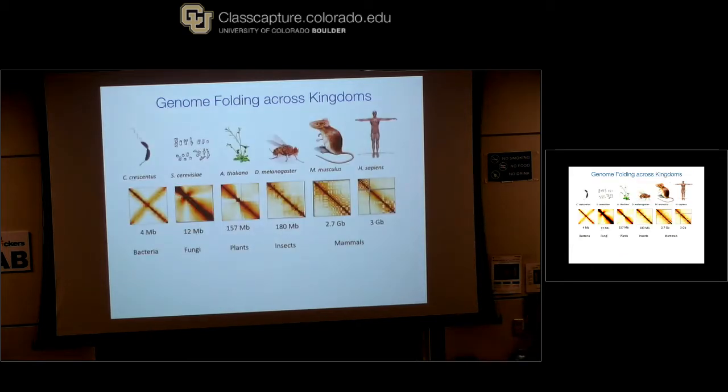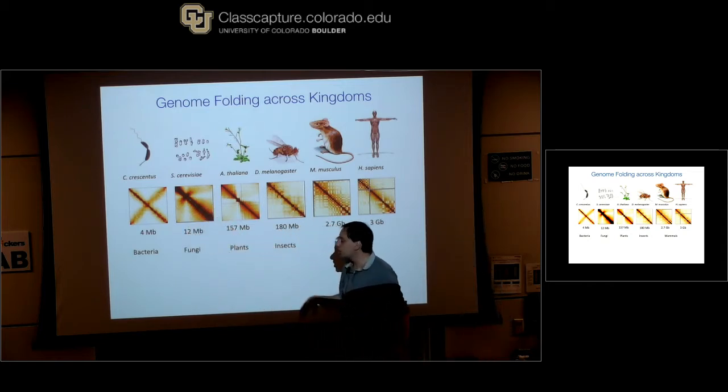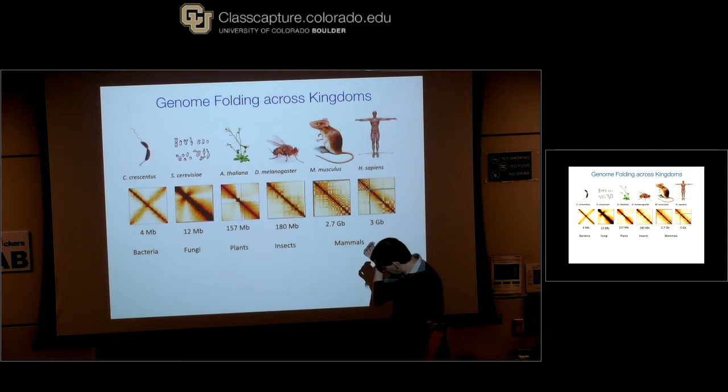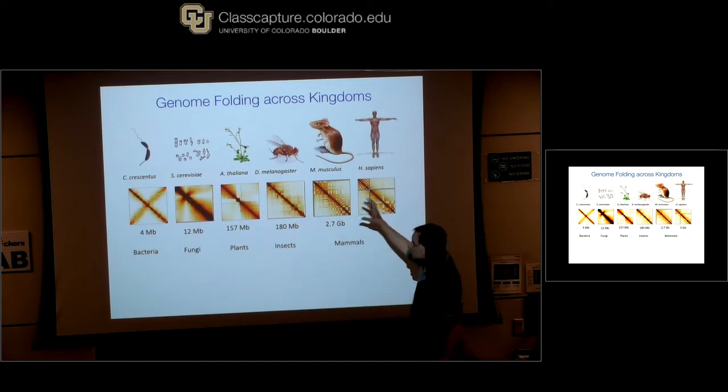So this data are now available for a broad range of organisms. This is just an example. There are several bacteria. There are a few yeast species. There are simple multicellular eukaryotes that are not on this map because they have not been published yet. Plants, flies, and many different cell types in human and mouse.